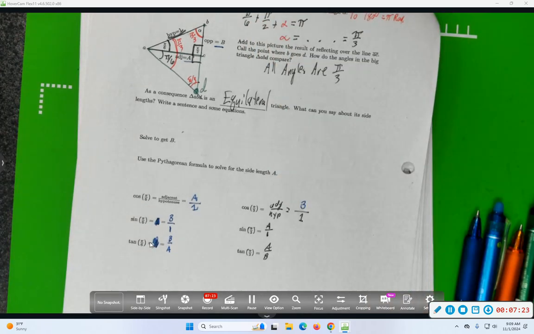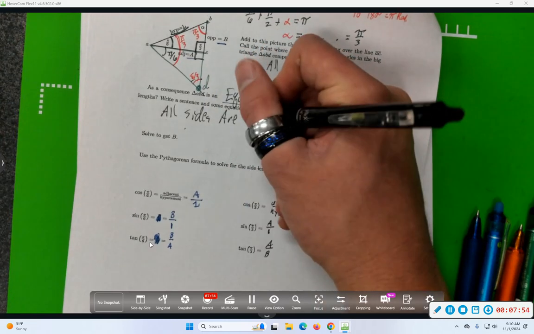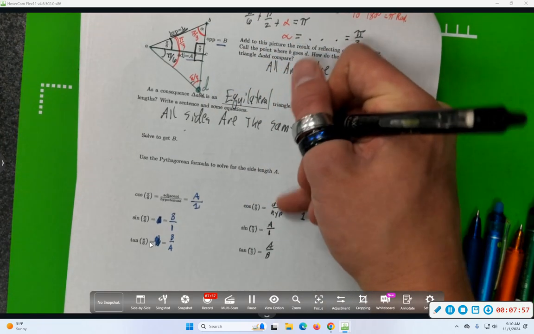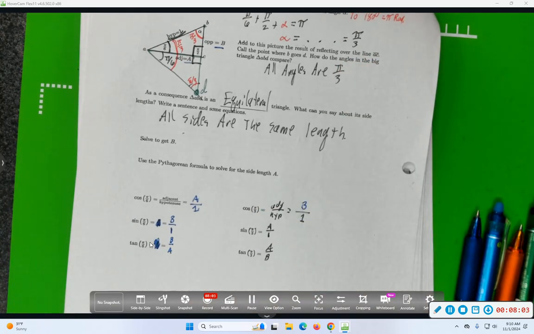And what's special about equilateral triangles in addition to all of the angles being the same? All the sides are the same. And I guess that's the one that really is what equilateral means. Equa as in equal, lateral as in side. I guess I don't really have my Latin. All sides are the same length. So, I think we can use that to get some information.